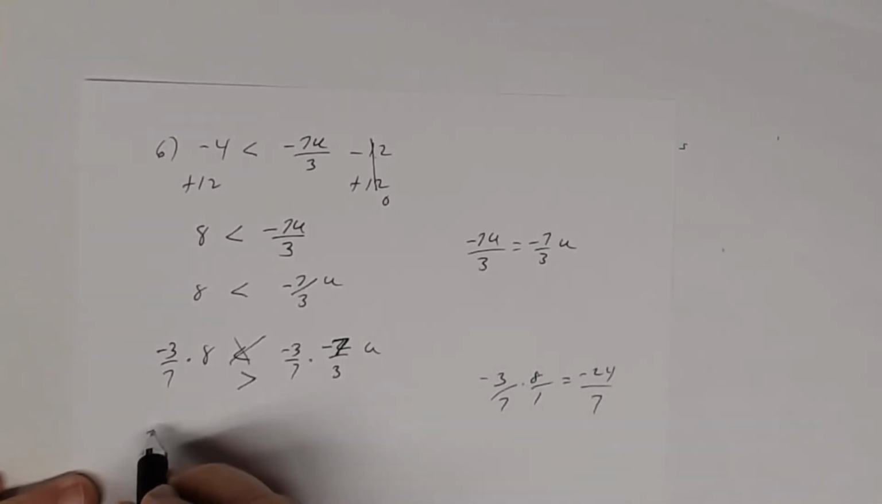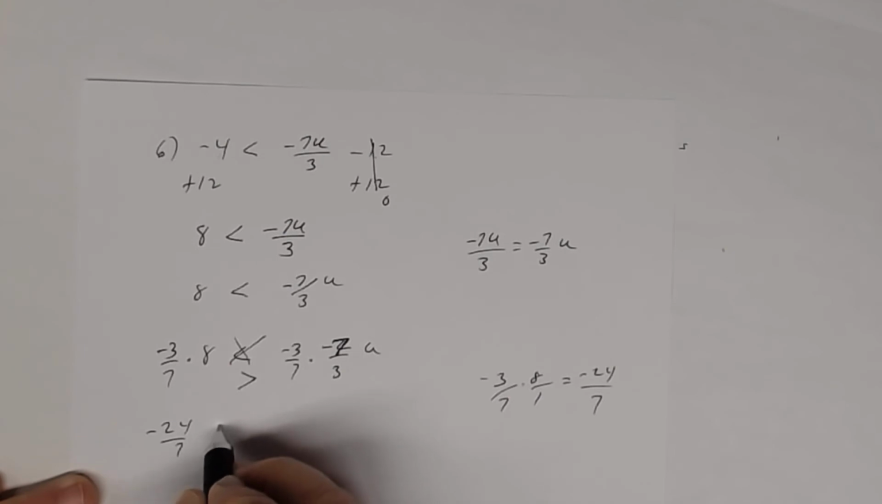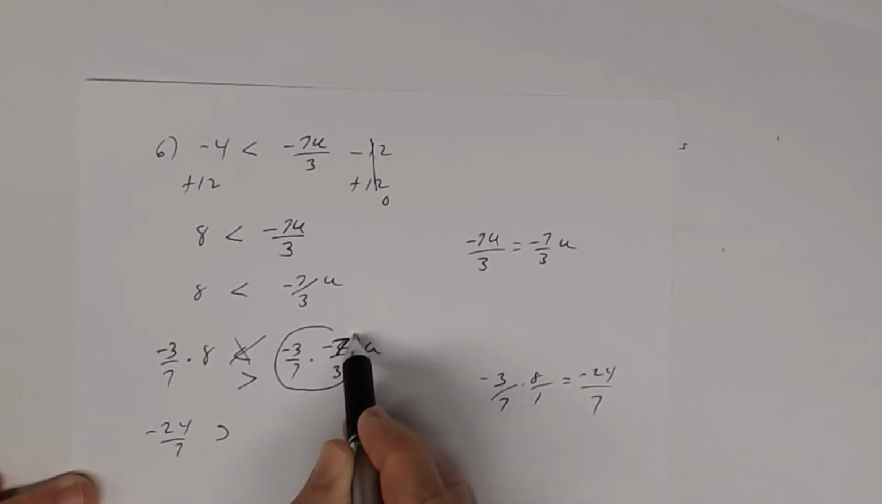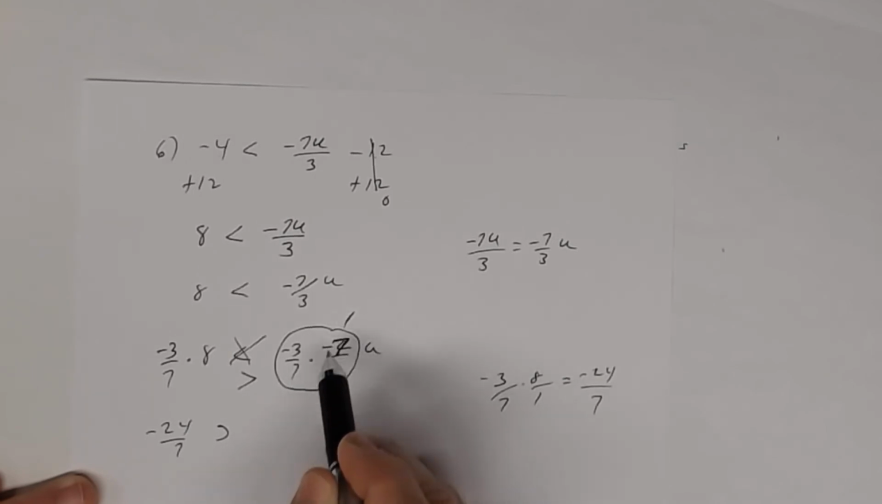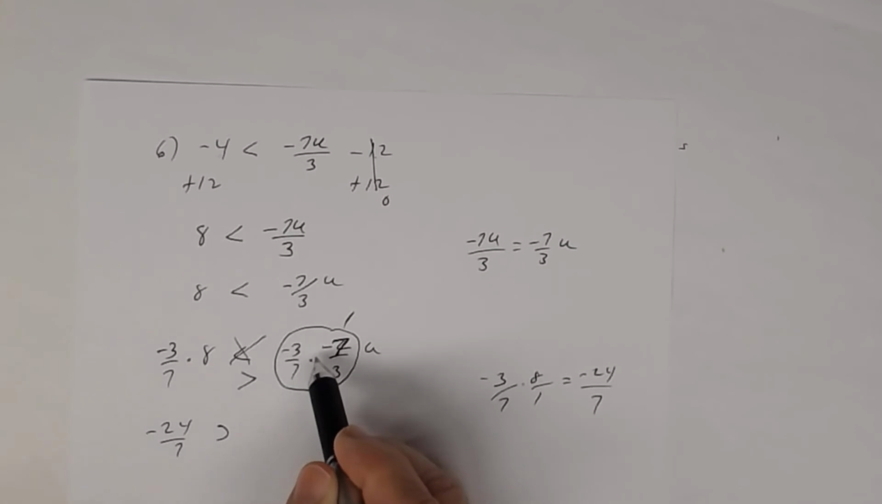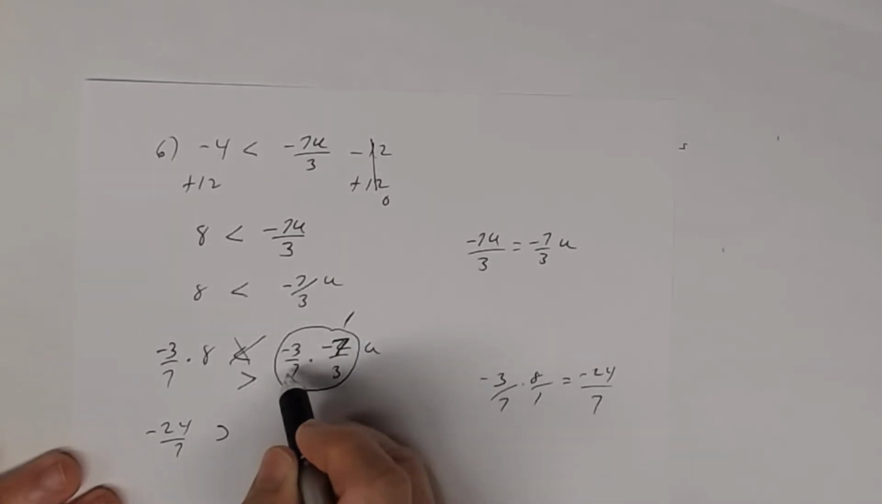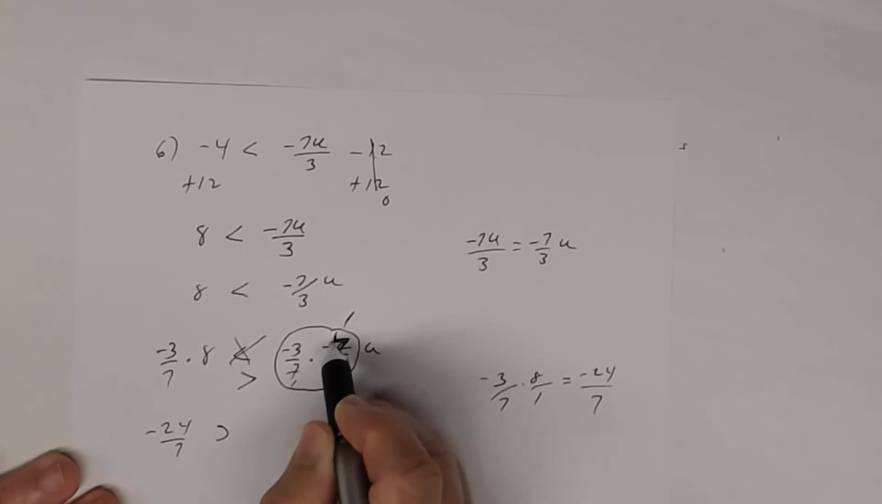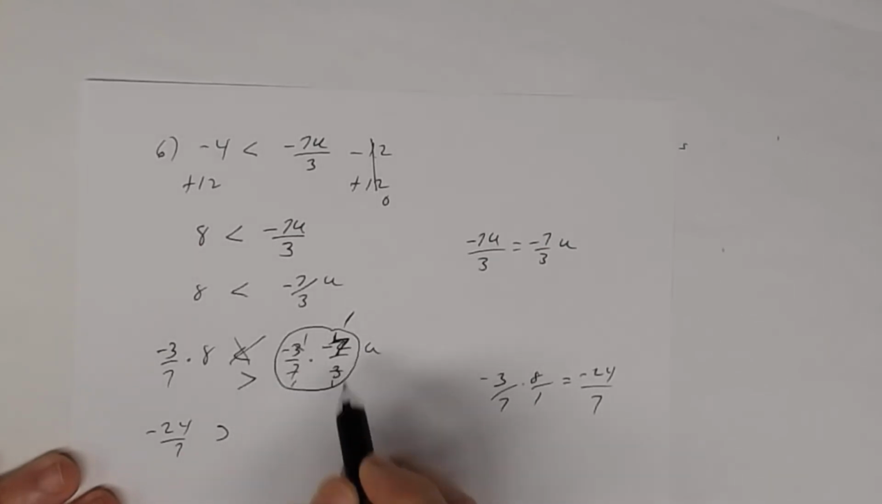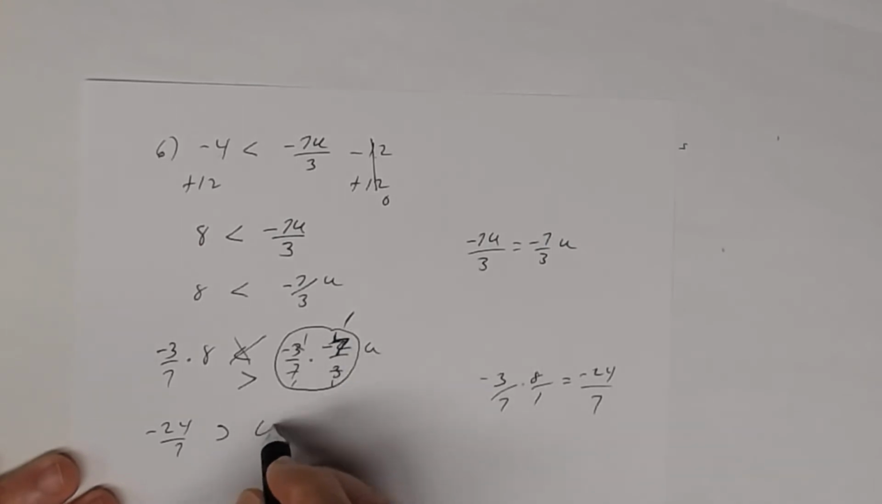So I get negative 24/7 is greater than, and if you're doing this correctly, this product should be a 1. And you can think of it this way as well, negative 3 times a negative 7 is a positive 21. The denominators, 7 times 3 is 21. 21 divided by 21 is 1. Or you can just reduce. The 7s divide out, the 3s divide out, and you have a negative 1 times a negative 1 is 1. And 1 times u is u.